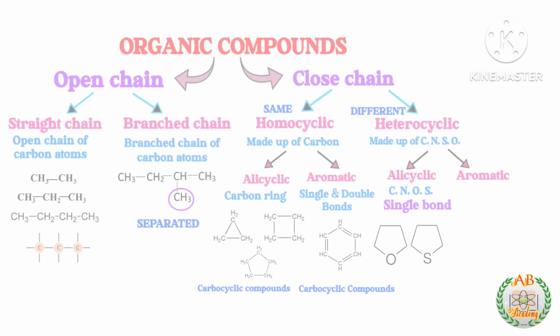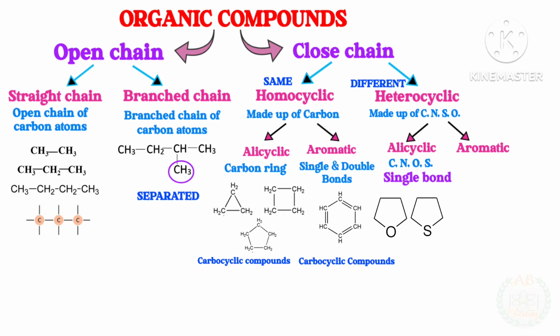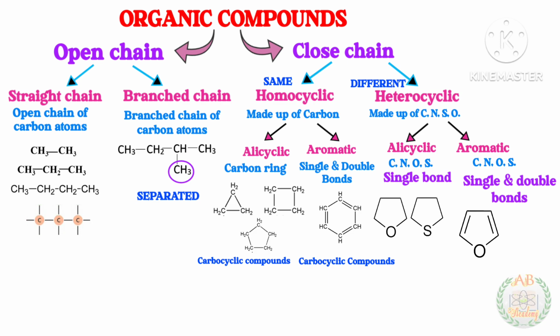Secondly, aromatic organic compounds are those compounds which contain one or more atoms like nitrogen, oxygen or sulfur in their rings, but they have alternate single and double bonds. For example, furan and thiophene, etc. Hence, remember that heterocyclic are those organic compounds which contain either nitrogen, sulfur or oxygen in their respective ring, but they have alternate single and double bonds.